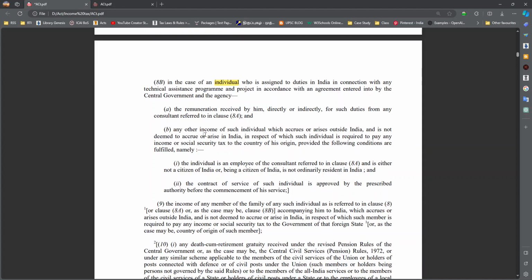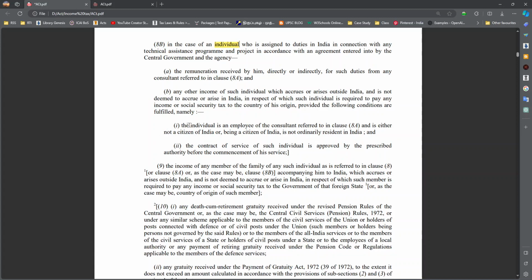Okay, and other income of the individual which accrues or arises outside India is not deemed to accrue or arise in India, in respect of which such individual is required to pay income or social security tax to the country of his origin, provided the following conditions are fulfilled. That is, the individual is an employee of a consultant referred to under clause 8, and is either not a citizen of India, or being a citizen of India, is not an ordinary resident. The contract of service of the individual is approved by the prescribed authority before the commencement of service.